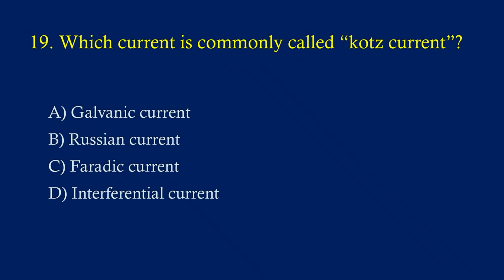Let's see the number 19. Which current is commonly called quartz current? A. Galvanic current, B. Russian current, C. Faradic current, D. Interferential current. So here the answer is option B, Russian current.